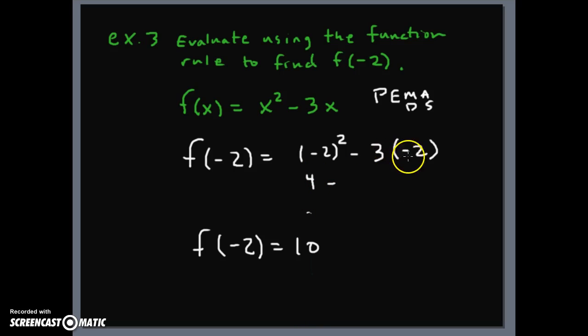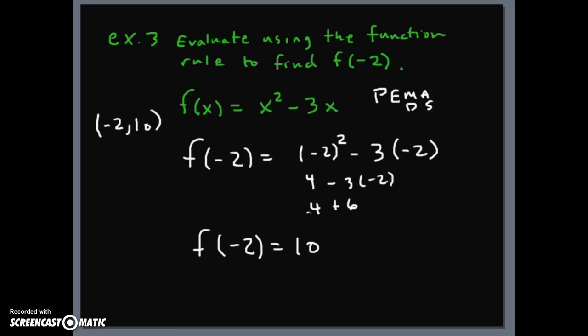Minus those multiplied, minus 3 times negative 2. That would be 6. Bring down the 4. 4 plus 6 is 10. Yep. So that is correct. So f of negative 2 equals 10. And our ordered pair here is negative 2, where our input, and 10 was our output.